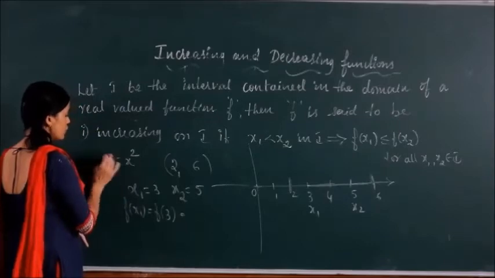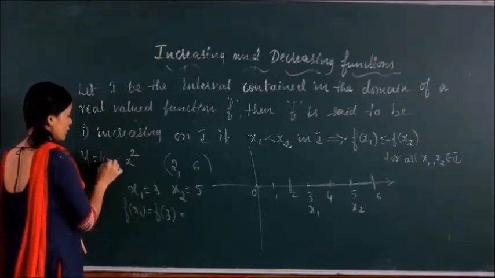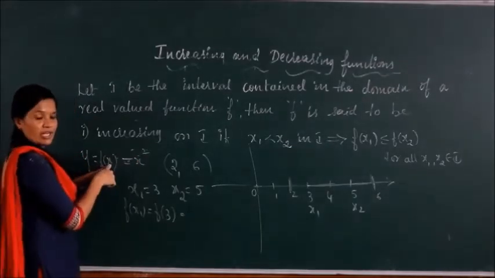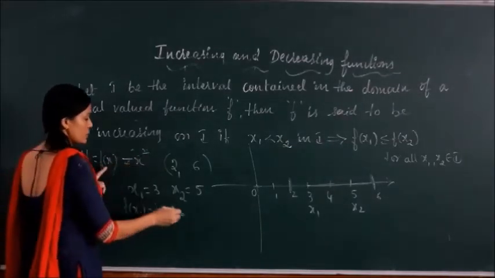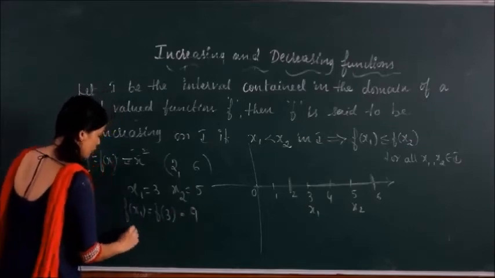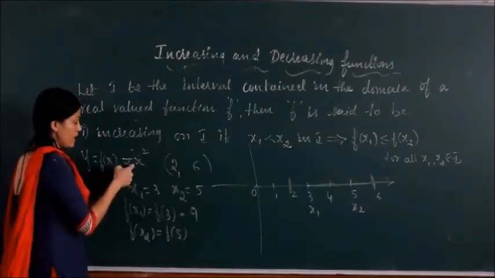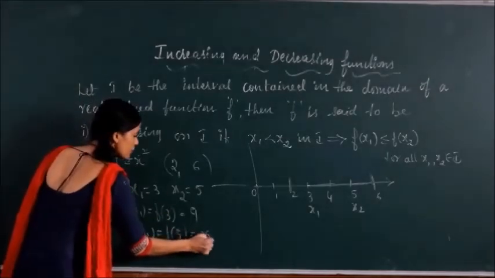So this is y is equal to f of x is equal to x square. So what is f of 3? f of 3 is 3 square, that is 9. f of x2 is nothing but f of 5. So what is f of 5? It is 5 square, it is 25.